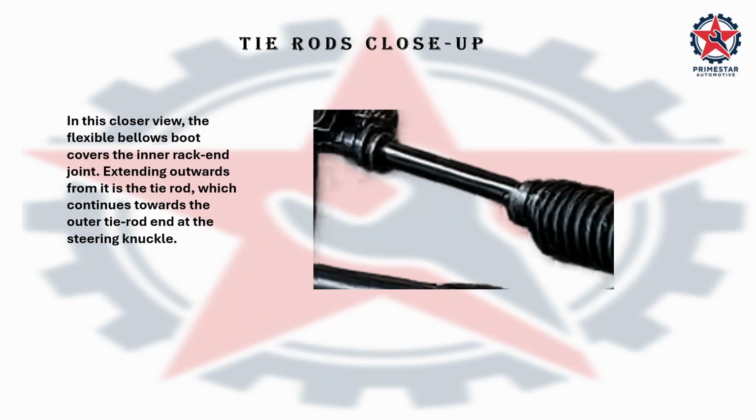In this closer view, the flexible bellows boot covers the inner rack and joint. Extending outwards from it is the tie rod, which continues towards the outer tie rod end at the steering knuckle.